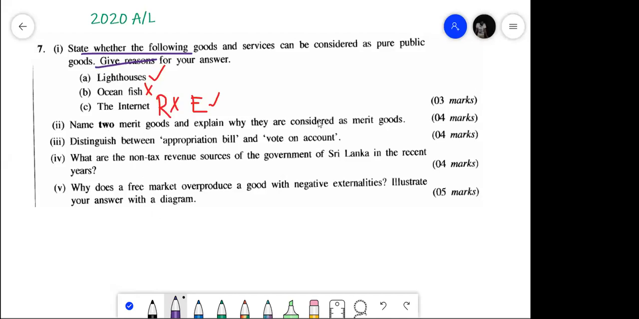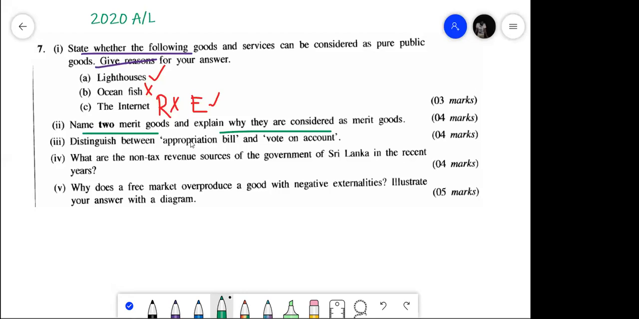Name two merit goods and explain why they are considered merit goods. Okay, two merit goods. Education, sanitary facilities, healthcare, right? So vaccination, right? Why are they merit goods? Name two merit goods, so you get 2 marks. And why are they considered merit goods? Because they give positive externalities in consumption, right? So there is an external benefit, right? There is a third party who is benefiting in addition to the private benefit, right?